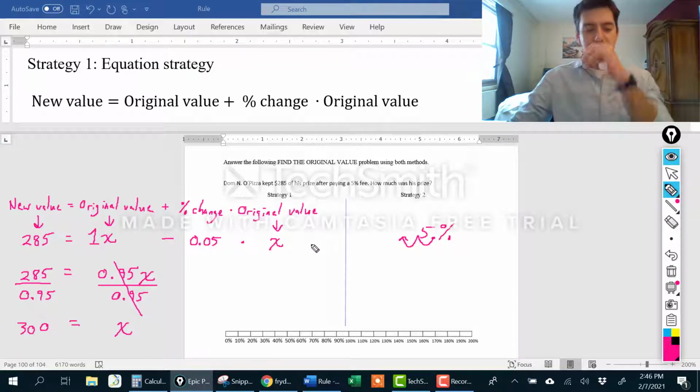So Dom, he got $300 to begin with. He had to pay a 5% fee, and then he was left with $285. That's what we just learned. Let's see if that makes sense.